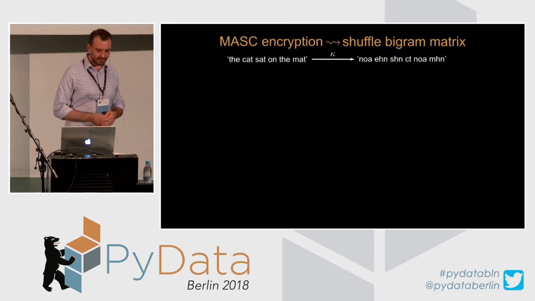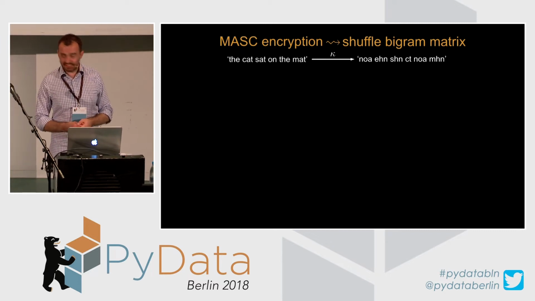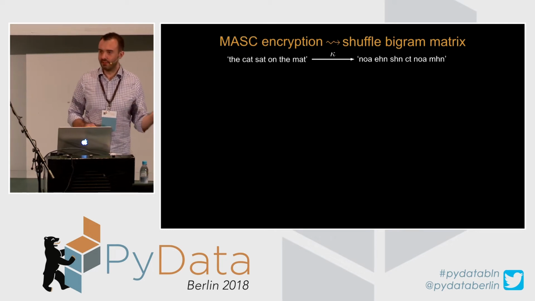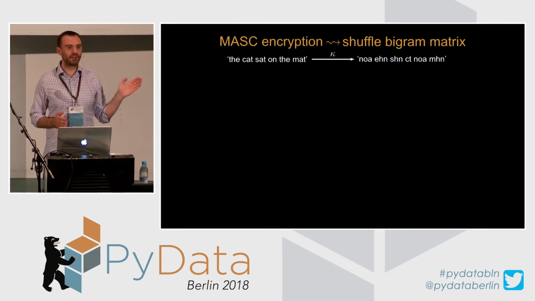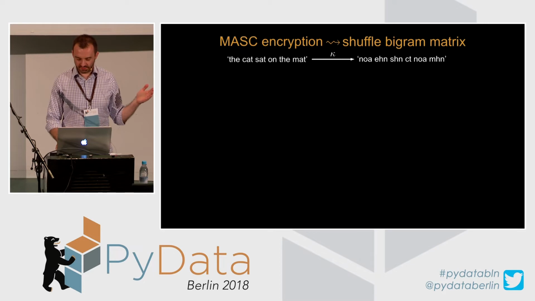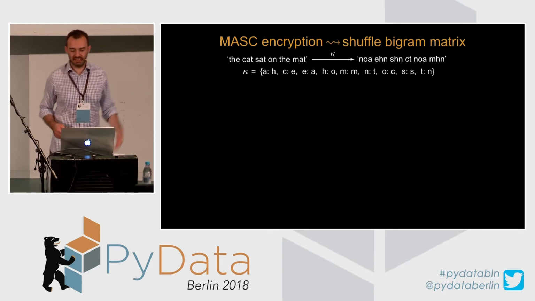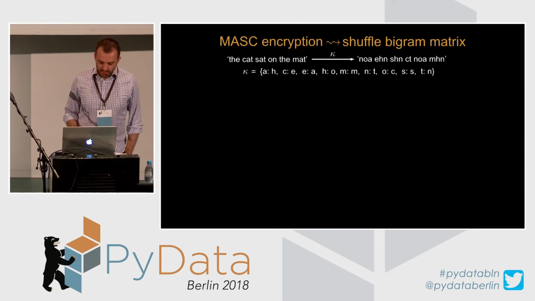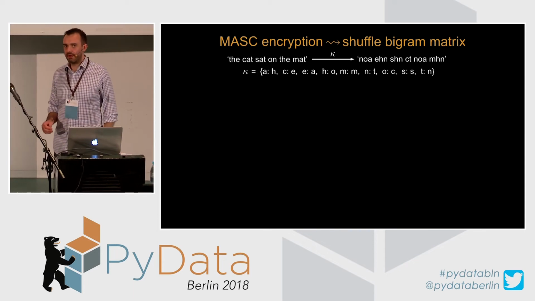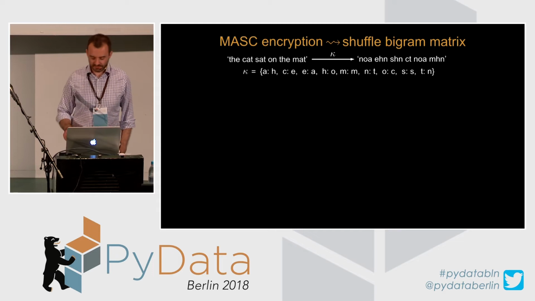The cat is again on the mat, and to simplify things, I've taken as my plain text alphabet exactly those letters that occur in the plain text. There are 9 distinct ones altogether, and the key looks like this. So we see that A maps to H, and C maps to E, and so on. So the question is, what happens to the bigram matrices when you apply a mask encryption?